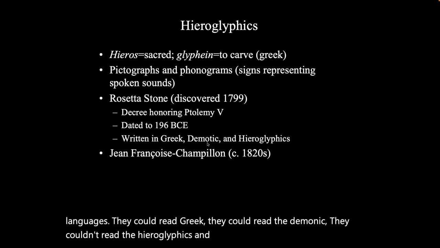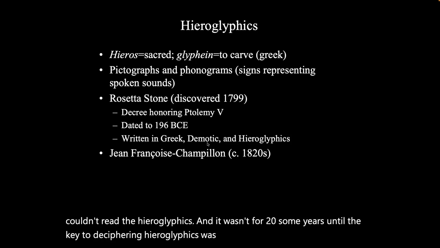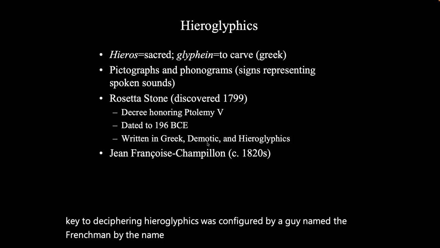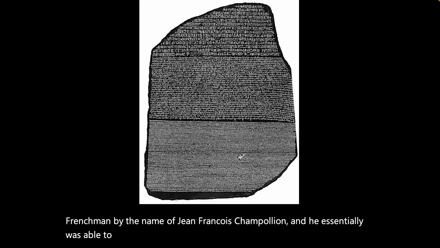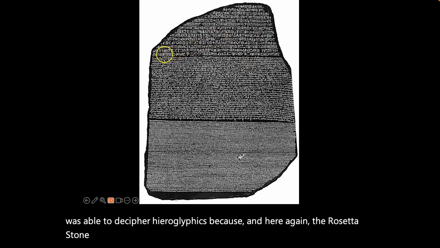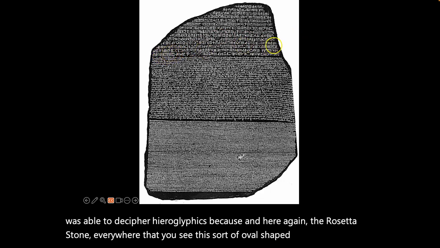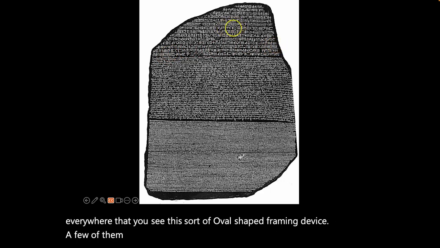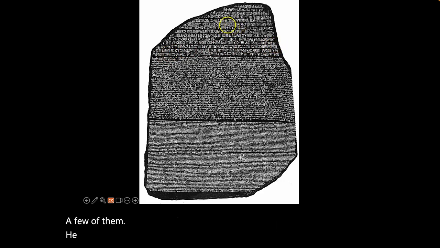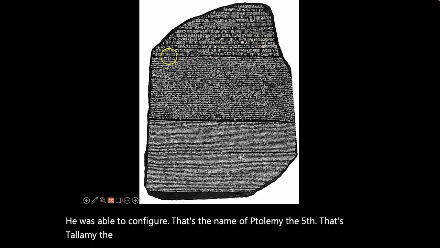And it wasn't for 20-some years until the key to deciphering hieroglyphics was configured by a Frenchman by the name of Jean-François Champollion. And he essentially was able to decipher hieroglyphics because, and here again the Rosetta Stone, everywhere that you see this sort of oval-shaped framing device, you see a few of them, he was able to configure, that's the name of Ptolemy V. That's Ptolemy V. That's Ptolemy V.